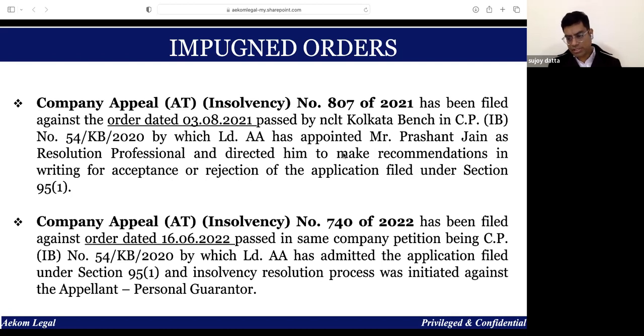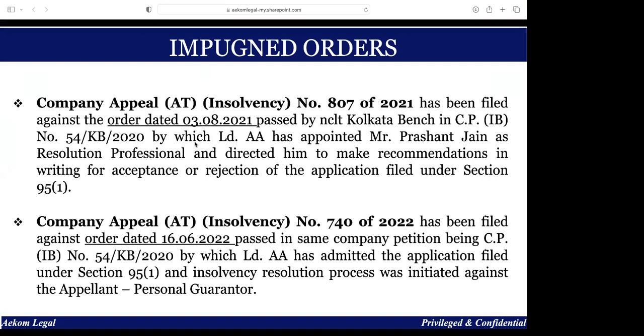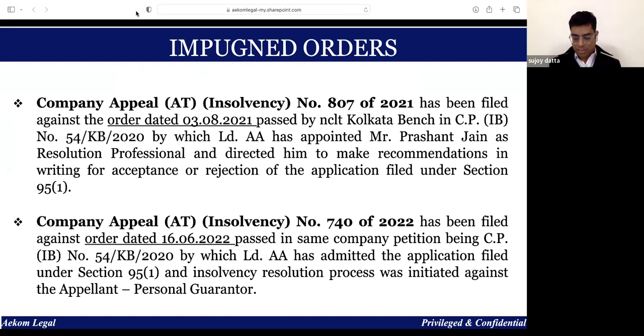After the petition is filed, the moratorium is passed. The moratorium automatically comes into effect. What the adjudicating authority is supposed to do is appoint a resolution professional. Then the resolution professional will take into account all the material available before it, and it will give a report on its opinion about whether the petition ought to be admitted or rejected. Then, by considering the opinion of the resolution professional, the NCLT will either admit or reject the petition.